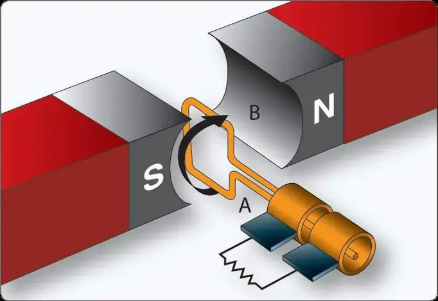Rotor. The rotor is the rotating part of the generator and usually consists of a coil of wire wound around a central shaft. As the rotor rotates, the coil cuts through the magnetic lines of force produced by the stator's magnetic field. Commutator. The commutator is a cylindrical arrangement of metal segments mounted on the rotor shaft.